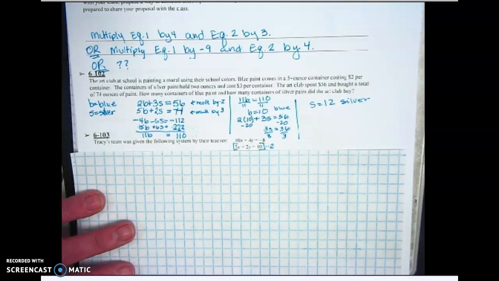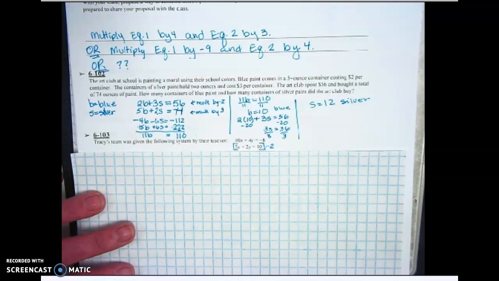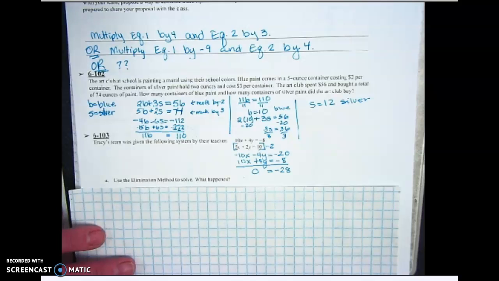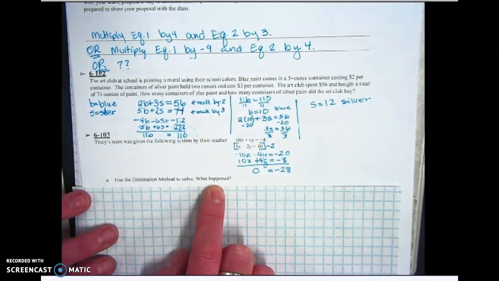Okay. All right, question 103 says Tracy's team was given the following system by their teacher. We have 10x plus 4y equals negative 8, and we have 5x plus 2y equals 10. What do they want us to do? They want us to use the elimination method to solve.